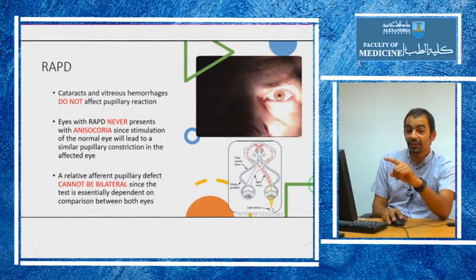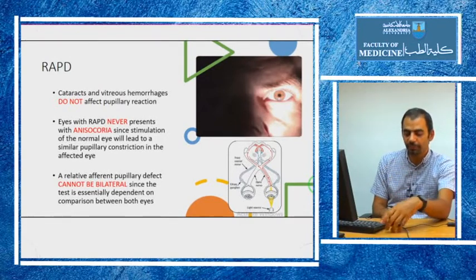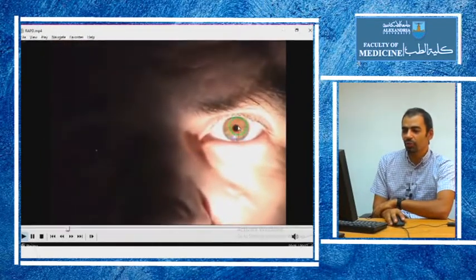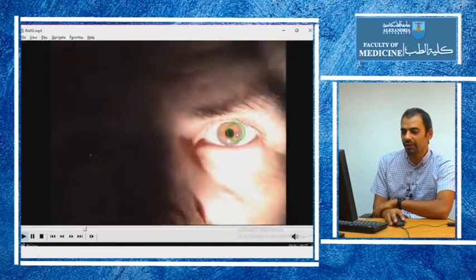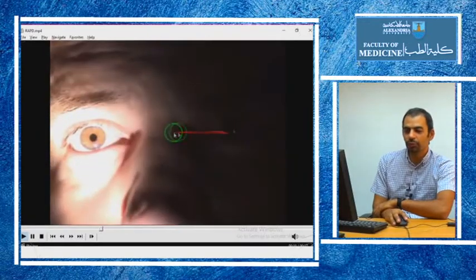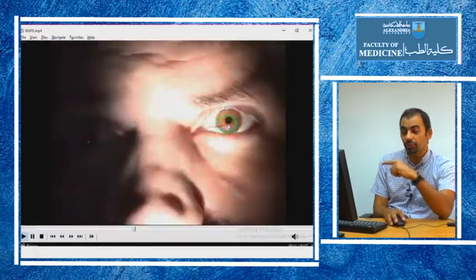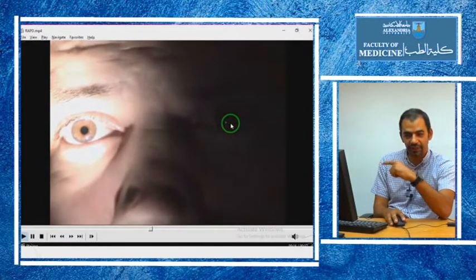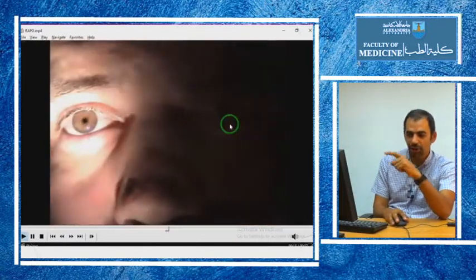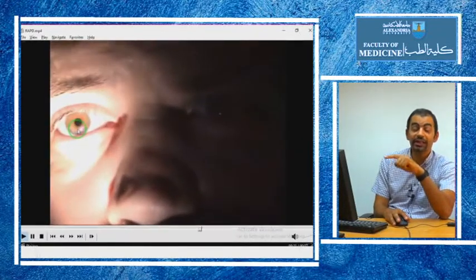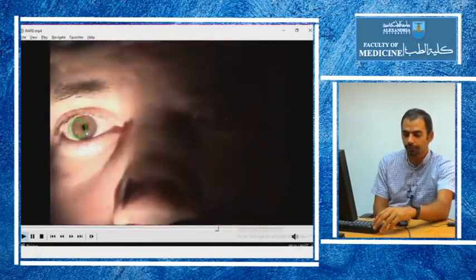Now we will see another video of the relative afferent pupillary defect. As we can see here, when the light falls on the left eye, it goes into constriction. When it moves to the right eye, it goes into dilation. And when the light is moved back to the sound eye, the normal eye, the left eye, it goes into constriction. When it goes to the right eye, it goes into dilation. This is how the relative afferent pupillary defect looks.